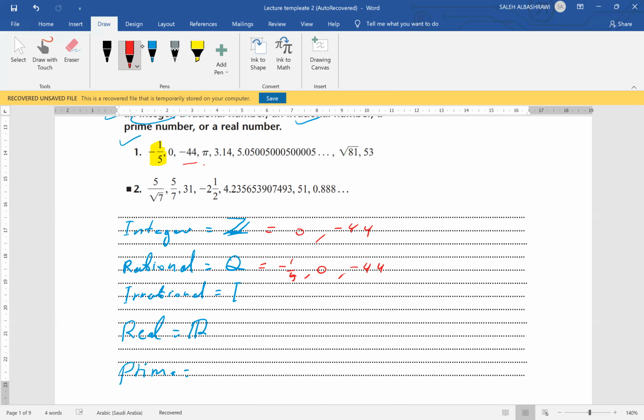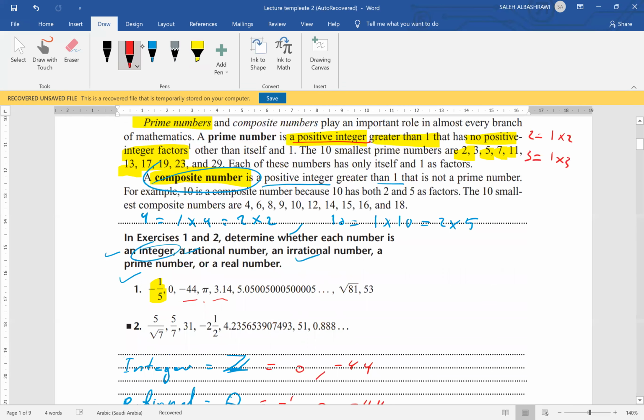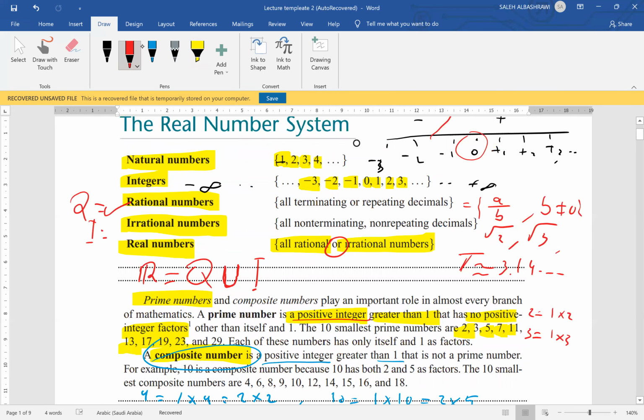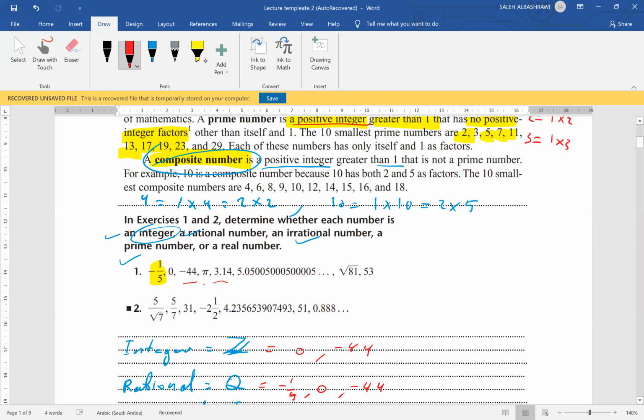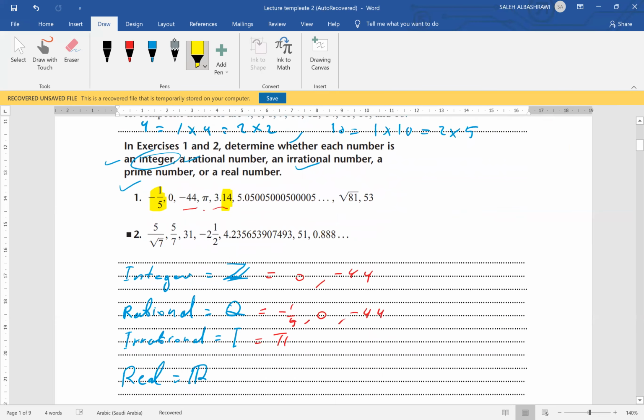Pi is irrational. Next, 3.14. We go back to see the definition: rational numbers are terminating or repeating decimals. Terminating means we can find the end of the decimal number. After the point are the decimal digits. Since we have only 2 digits, 3.14, and that's it, this is rational.